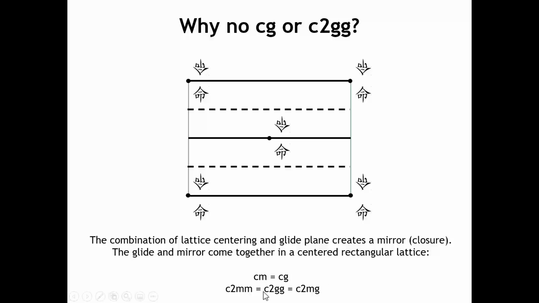C2MM is the same thing as C2GG, because the mirrors and glides go together, and the name for that plane group is C2MM.